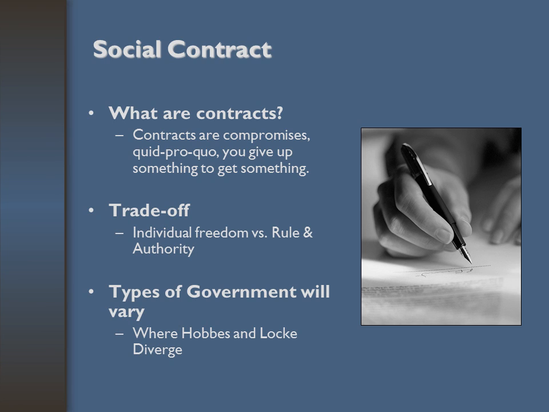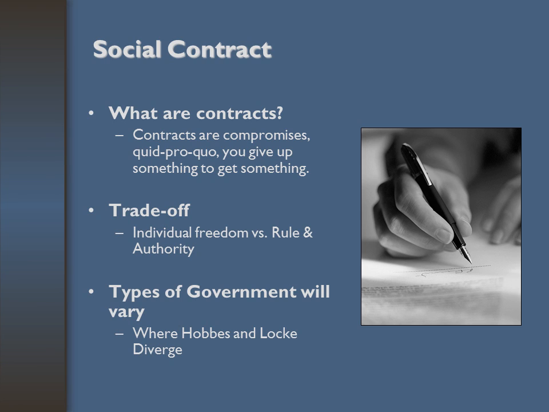Okay, let's talk about the social contract here. The social contract is, again, this idea that Hobbes and Locke created. But before I define what the social contract is, let's talk about what contracts are. And some of you folks may already know what it is. They are compromises. Okay, they involve what's called in Latin a quid pro quo. It involves a trade-off. You give up something to get something.